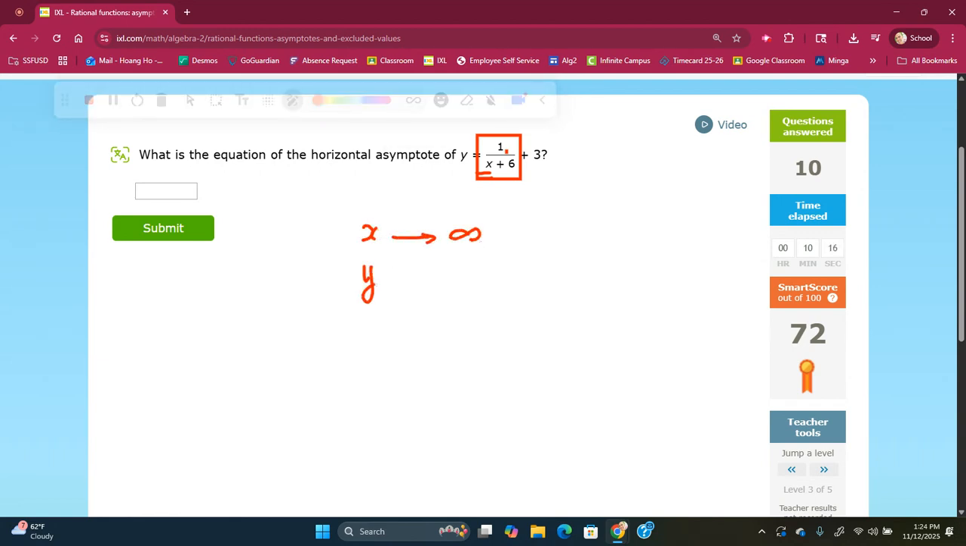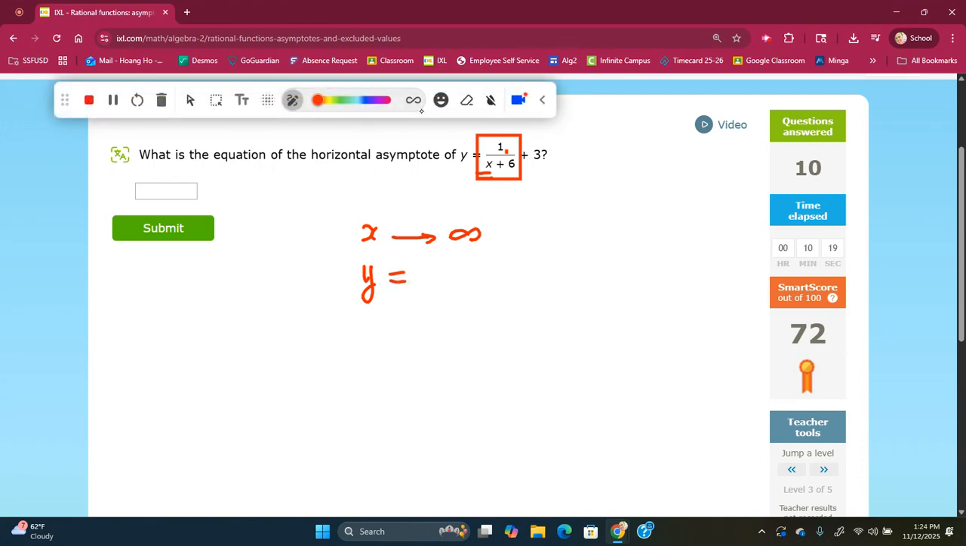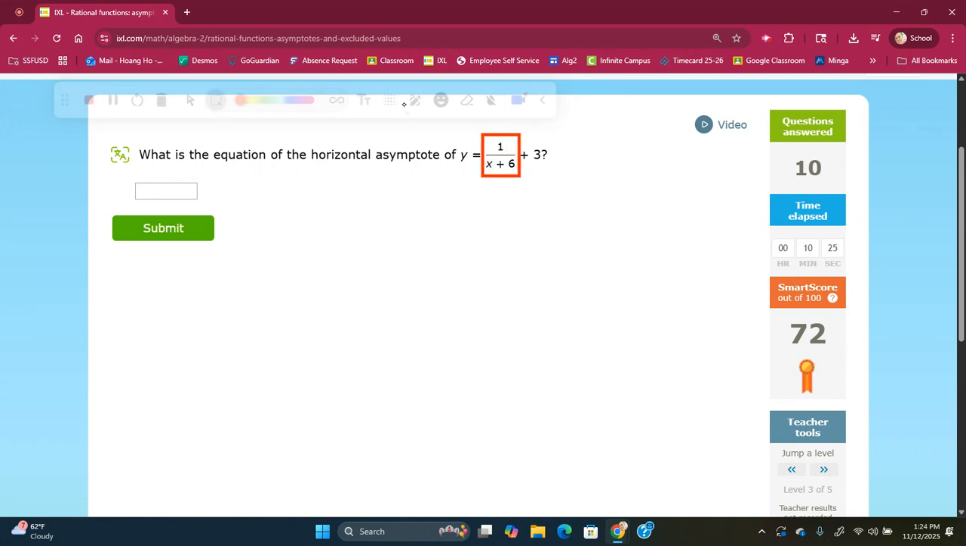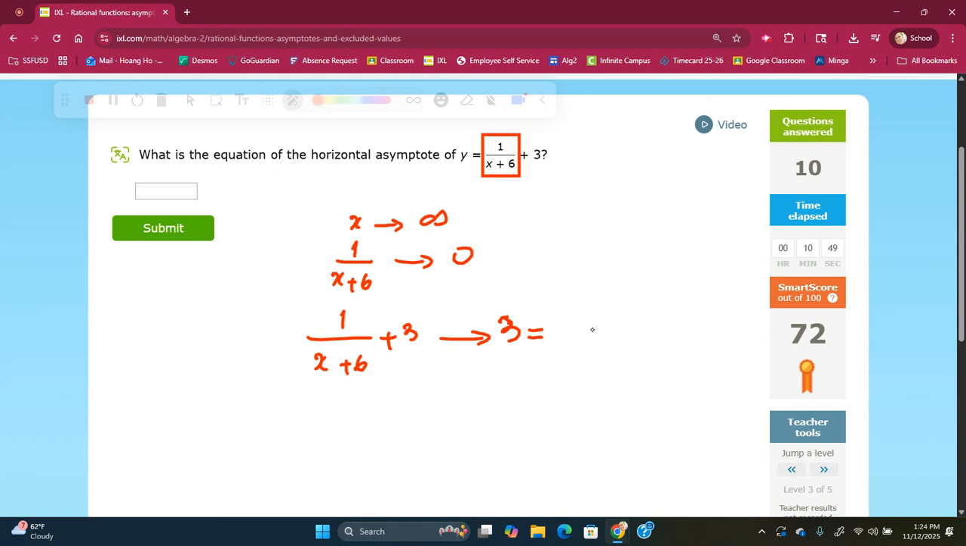So then the y, let me rewrite over here. Okay, you can see right here. Let's write again. When x is really big, then 1 over x plus 6 should become very small, which is approaching 0. And then 1 over x plus 6 and plus 3 should be approaching 3. So this is the horizontal asymptote.